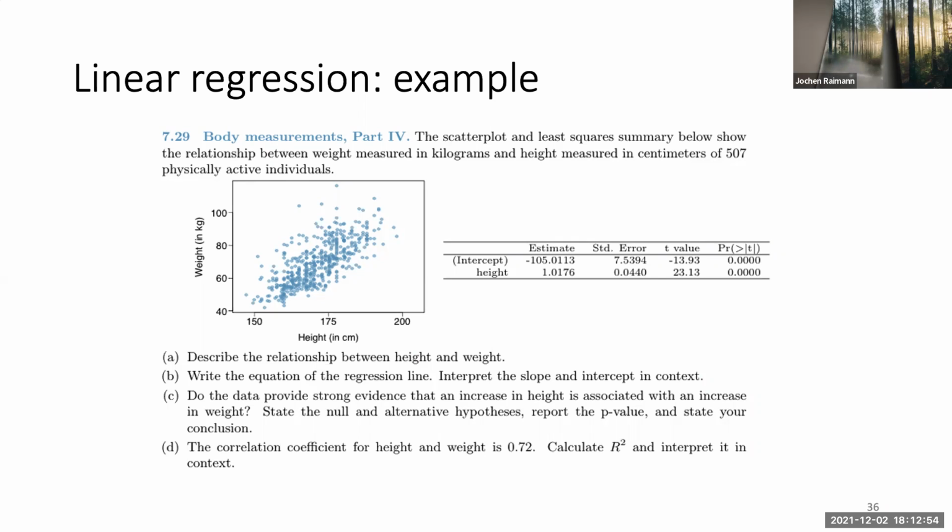So the correlation coefficient for height and weight is 0.72. Calculate an R-squared and interpret it in the context. And this is easy, right? You just need to square 0.72, which is something like 0.49, I assume. And basically half of the variability is explained by the variability of your model. So that would be the interpretation of that.